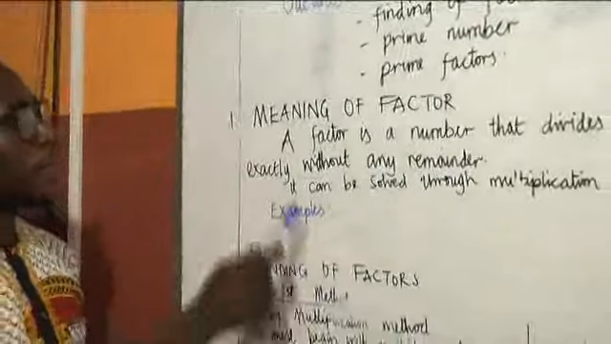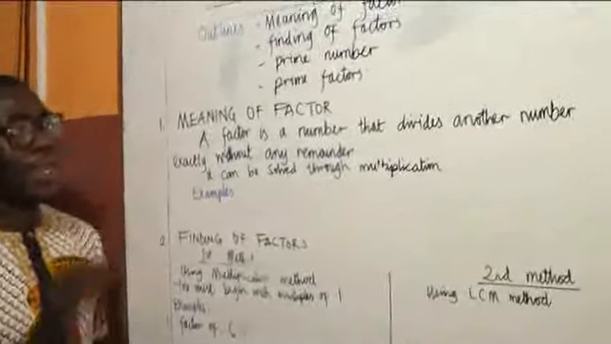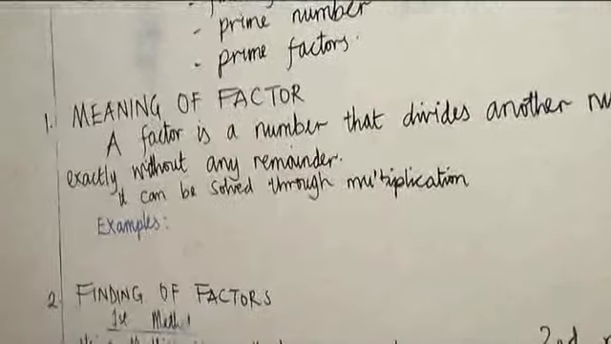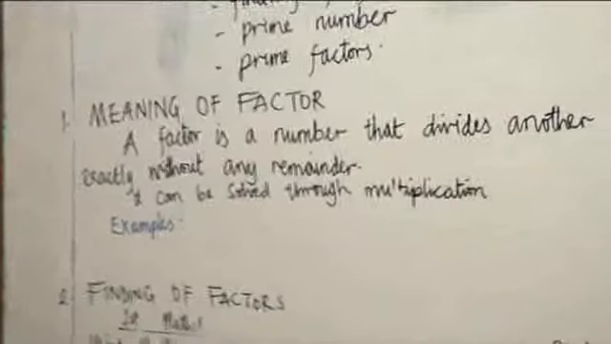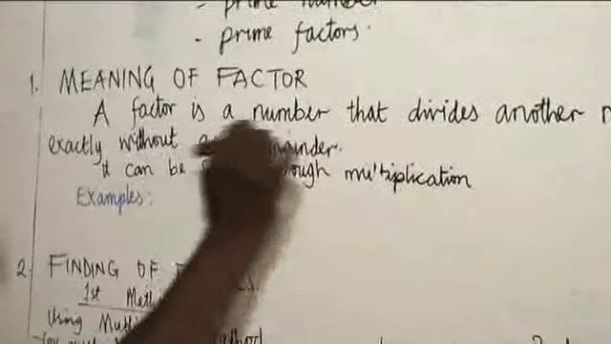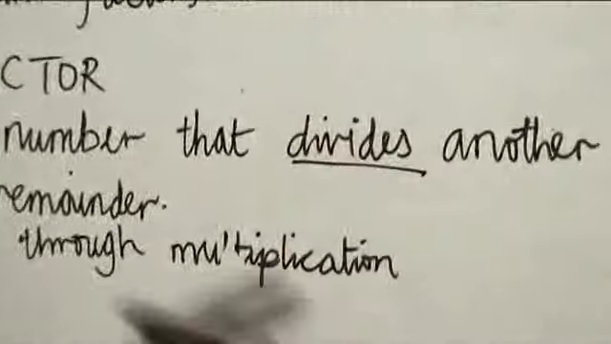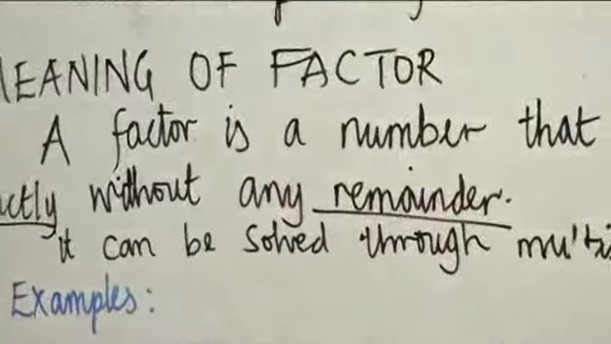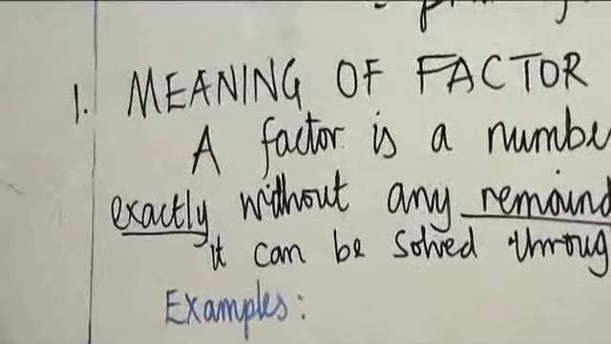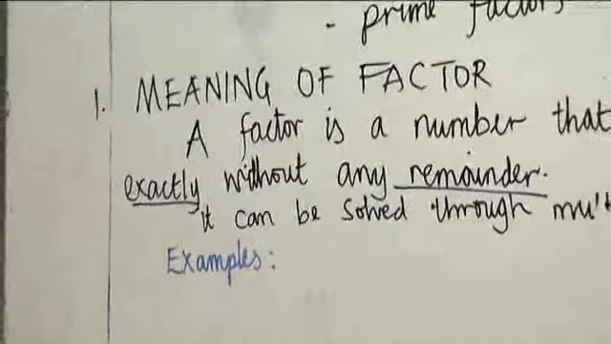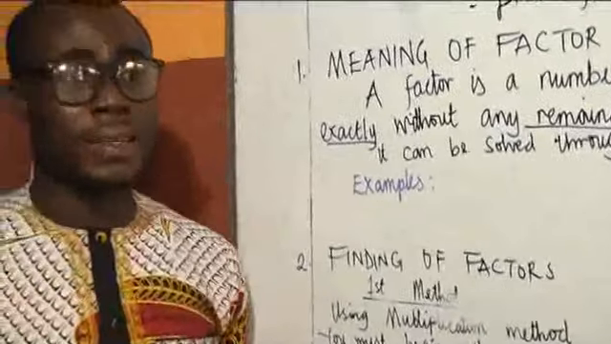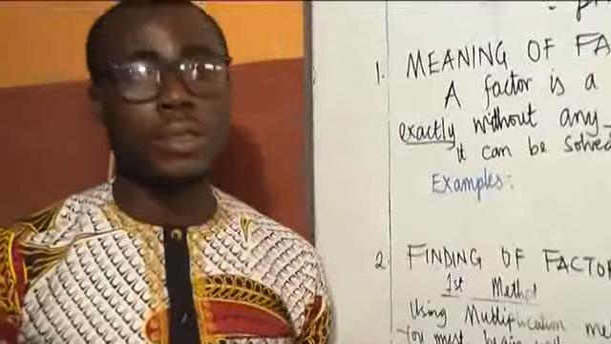What is factor? Factor is a number that divides another number exactly without any remainder. Now, there are some points that you have to take note. The first one is that it is a number that divides another number exactly without any remainder, meaning that for every factor that divides another number, there must not be a remainder. Now, we can give an example through our multiplication table.